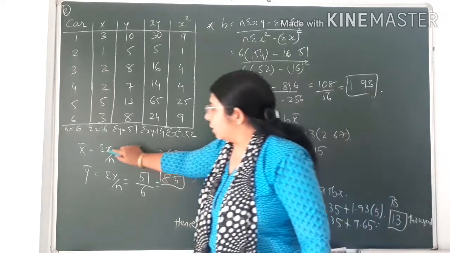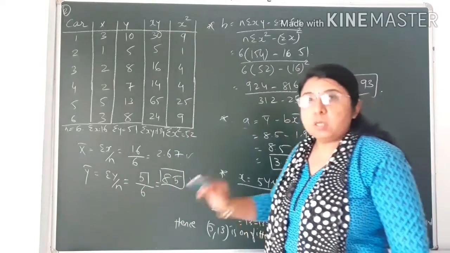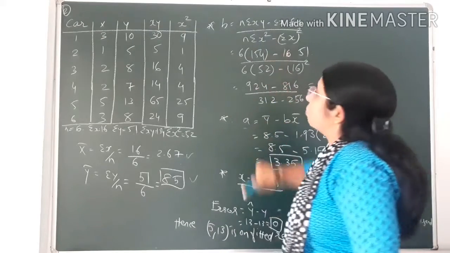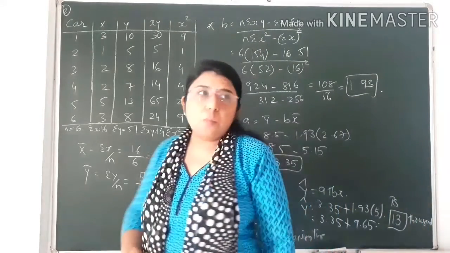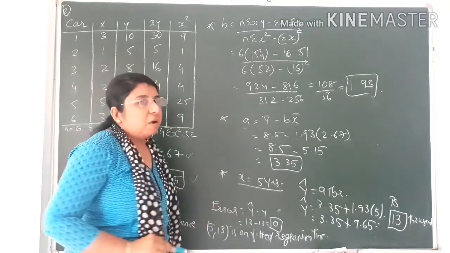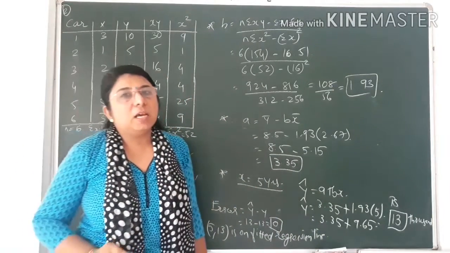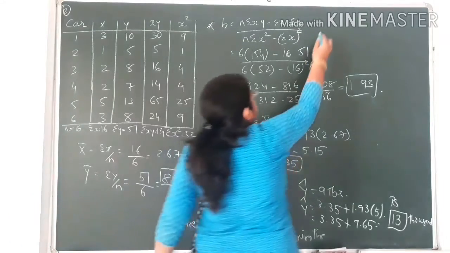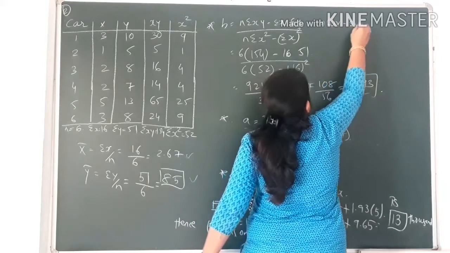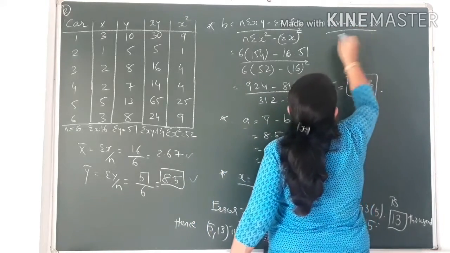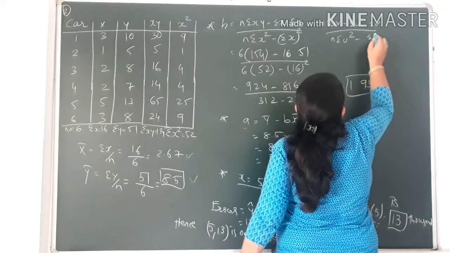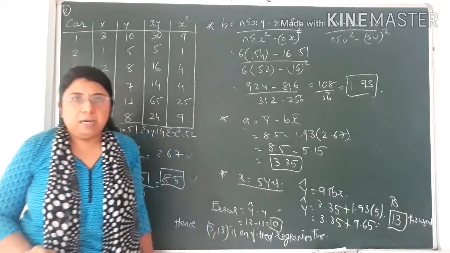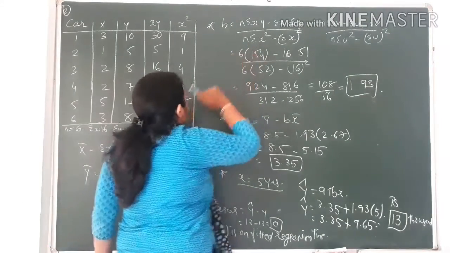So when the values of x bar and y bar do not come in integers, there are two formulas to be applied. The first formula is n sigma xy minus sigma x into sigma y upon n sigma x square minus (sigma x) whole square. The second formula is the same, but instead of x and y we apply u and v, that is, n sigma uv minus sigma u into sigma v upon n sigma u square minus (sigma u) whole square.